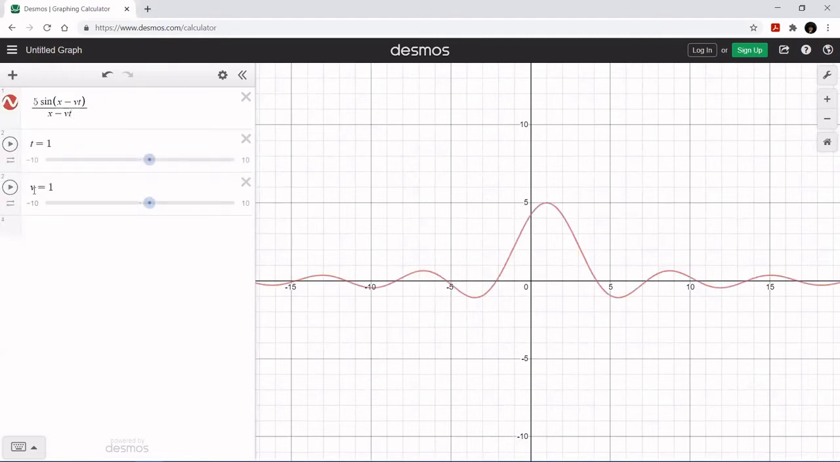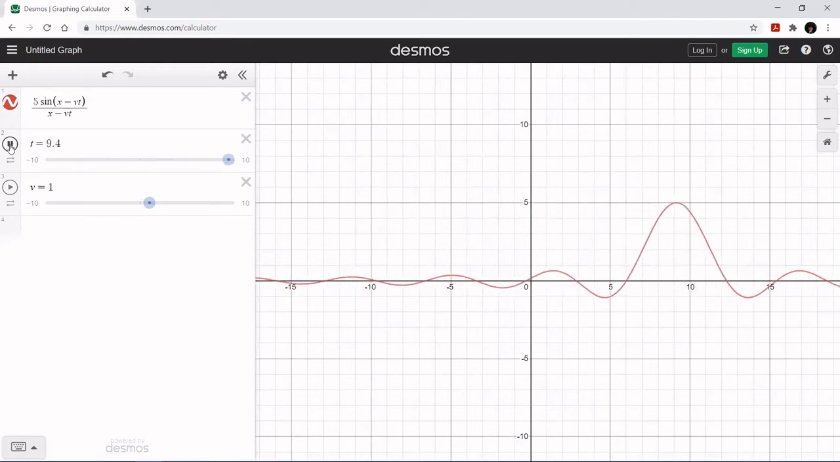So let's leave the speed at its default value of 1. And check this out. Let me drag the slider for time all the way back to -10. I'm going to hit play, and that will cause the value of t to range from -10 to 10. Now, as t increases, so does vt. That means we're subtracting a larger and larger quantity from x. Here I go.